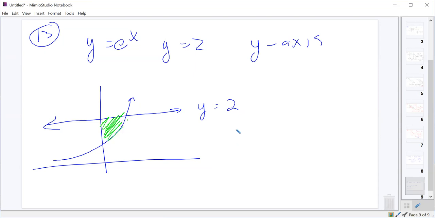So that ought to be the integral of 2 minus e to the x, upper function minus lower function, integrated from x equals 0 to whatever the x value is here. So if we want the intersection of those, we say e to the x equals 2, which would tell us that x equals the natural log of 2. Everybody okay there with that setup?